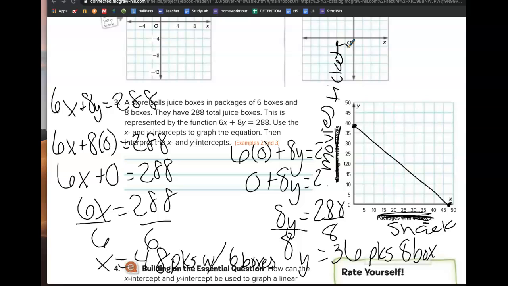Okay, and I can buy movie tickets and I can buy snacks, right? So here, if I buy 36 movie tickets, I don't have any money to buy snacks, right? Because I used it all on my movie tickets. Now down here, since this would represent my snacks, if I bought 48 snacks, I wouldn't have any money to buy a movie ticket, right? So those would be one or the other situations, correct?